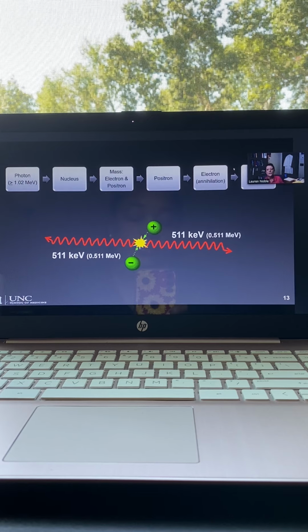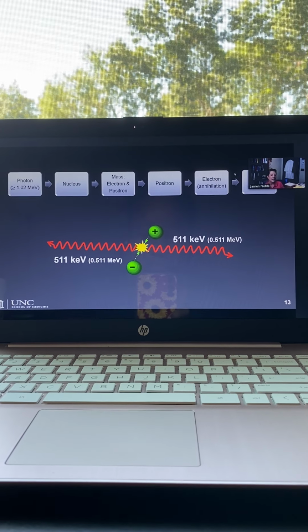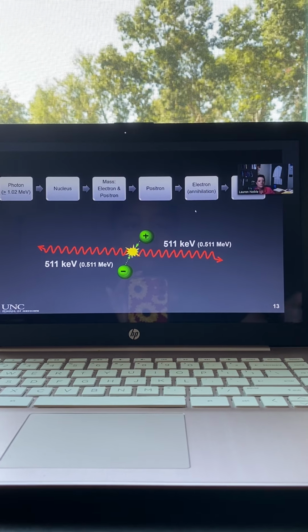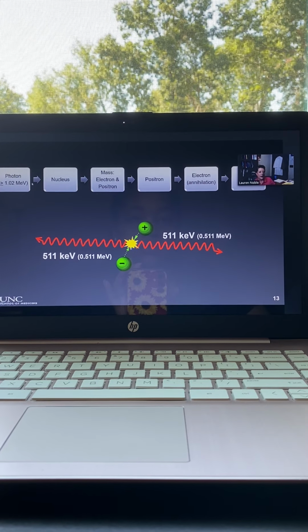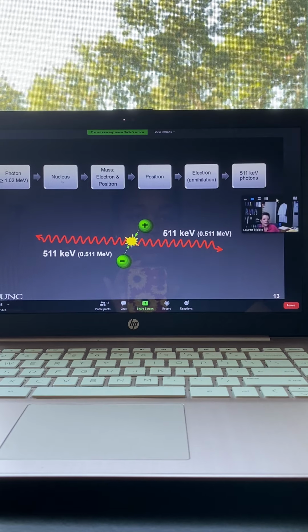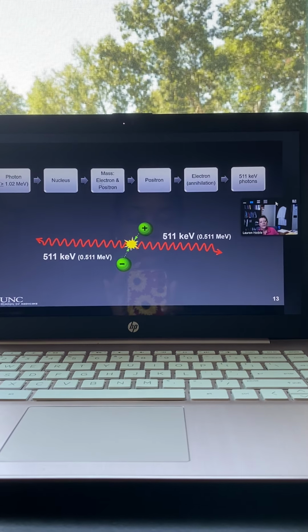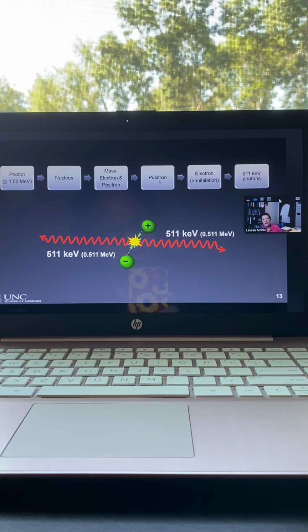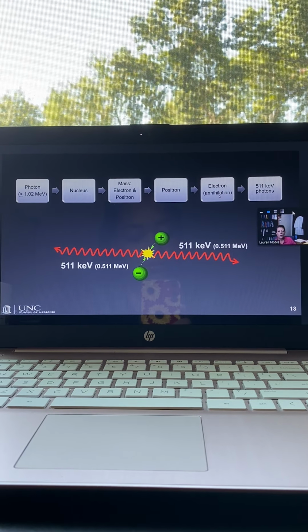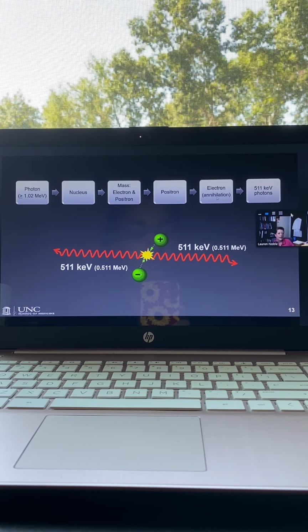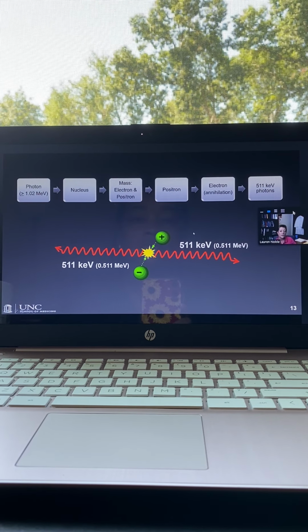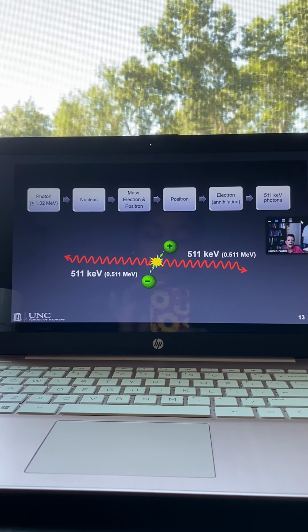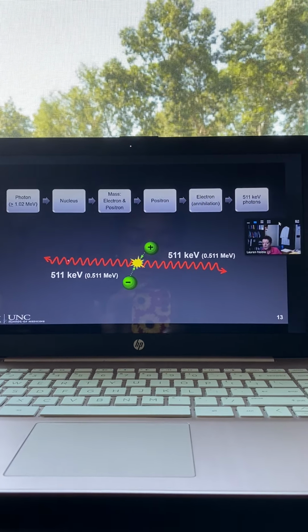Okay. So this is what it looks like. This is, again, just what I had on the previous slide, outlining the steps here. Interacts with the electromagnetic field of the nucleus. The energy gets converted into mass. And then that positron and that electron will end up joining together, an annihilation event, and you end up with these two photons. So a positron and the electron will collide, and here you get the two photons.